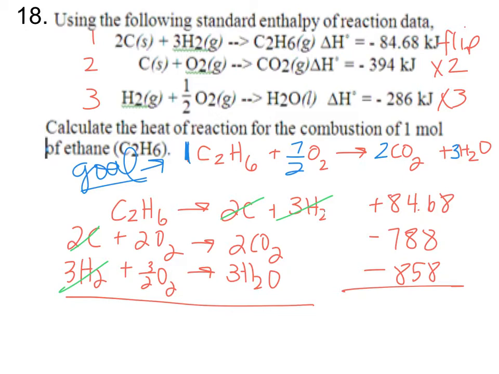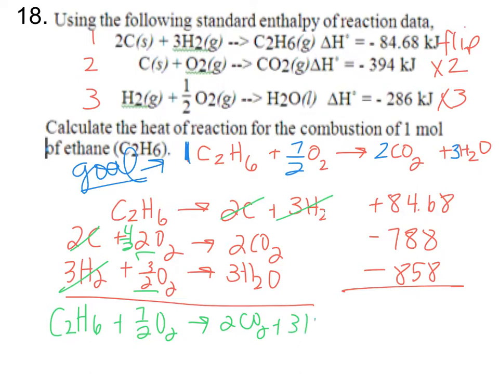If I have a 3 halves here that I have to add to 2, I know I need to make a fraction. So 2 as a fraction with the denominator of 2 is 4 over 2. So what's 4 over 2 plus 3 over 2? Oh, 7 over 2. How conveniently perfect. So we get 7 over 2 O2s gives us 2CO2 plus 3H2O.